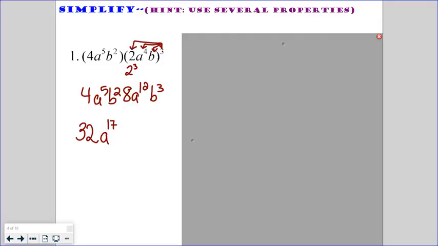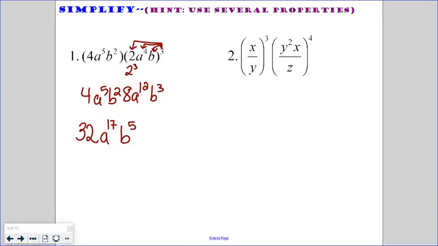A to the 5th, a to the 12th. Same base, we add the exponents. A to the 17th. B squared, b to the 3rd. Add exponents, b to the 5th. Same idea, even if they're fractions. So again, as we see this next type, if you have exponents on the outside of the fraction, start there, outside of the parentheses. Start there, and then put the two parentheses together. But we can't put them together until we've dealt with the exponents on the outside. So I would, on this first one, go ahead and distribute that 3 exponent to everything. Here, distribute that 4 exponent to everything.